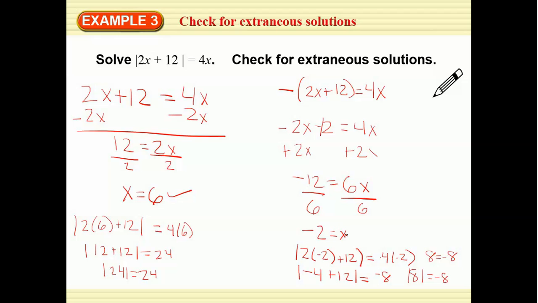So what you're going to want to do is make sure you show me that you know it doesn't work. So put a big X or put "doesn't work" or something like that, okay? So make sure you make a little note saying, hey, tried it, doesn't work, sorry Marsh, okay? Just keep that in mind when you're checking your answers and you get something that doesn't make sense, like 8 equals negative 8.